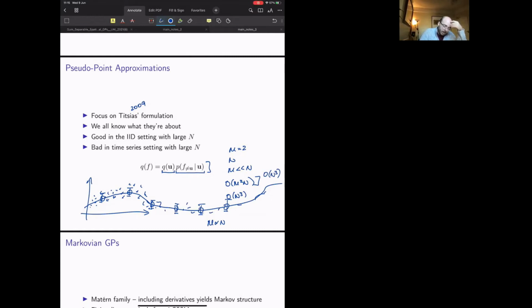Now it might be that you get a constant factor saving here, because maybe you do have far too many observations per unit time. But for long time series, this basically doesn't work very well.